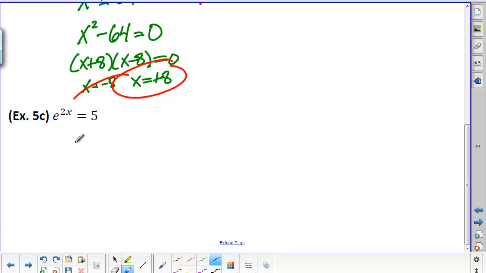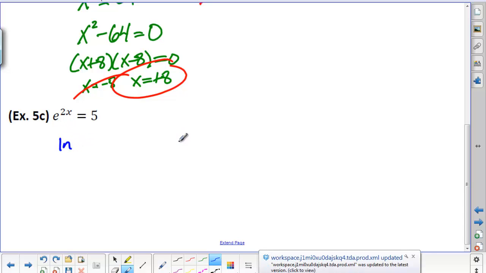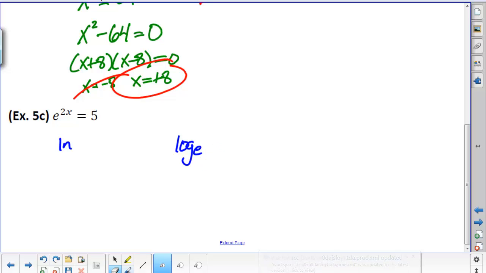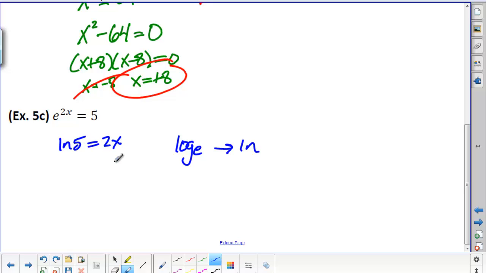So what we can do instead is say, all right, e to the 2x equals 5. What if I rewrite this as a logarithm? So it's a natural log. Remember, we could say log base e, but that's the same as a natural logarithm, right? So we're going to say the natural logarithm of 5 equals 2x.